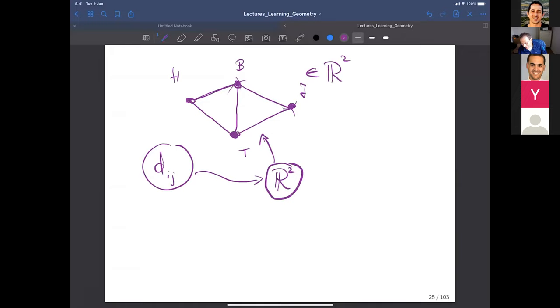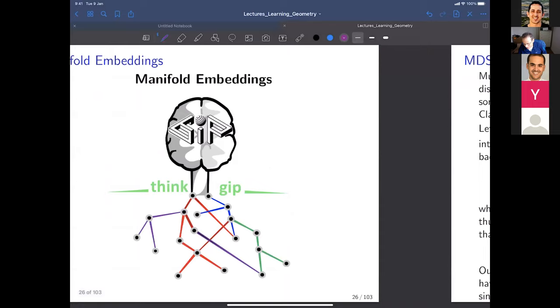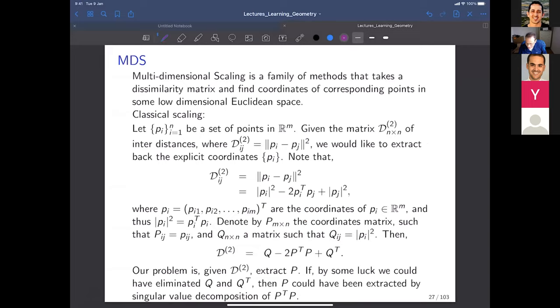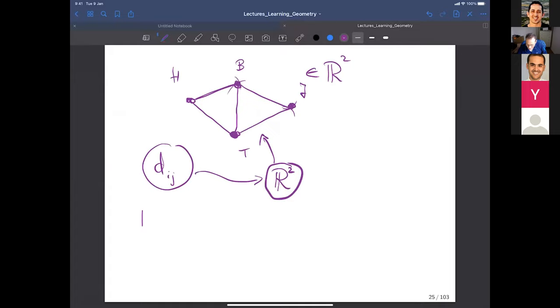For that, we'll do something else. First of all, let me go back. First of all, let's see how D_ij looks like. D_ij equals nothing but taking the coordinates of point i minus the coordinates of point j.